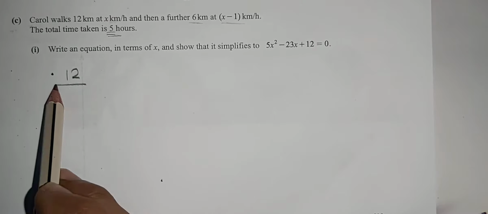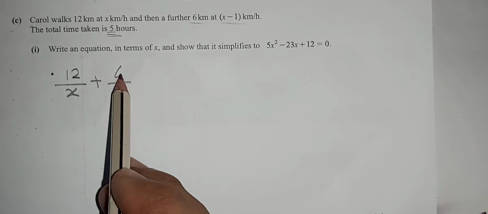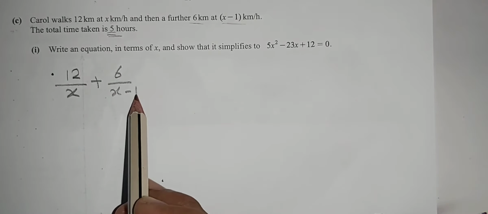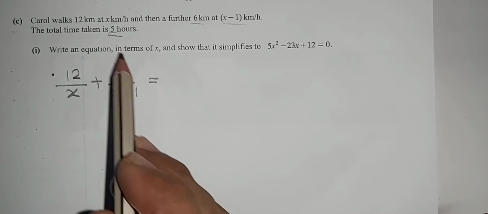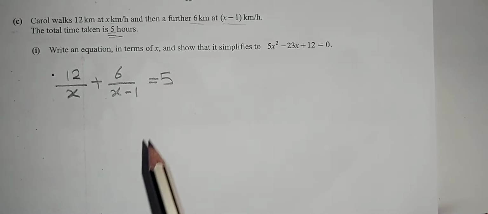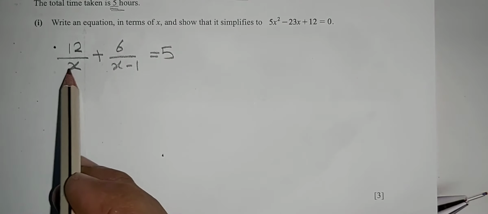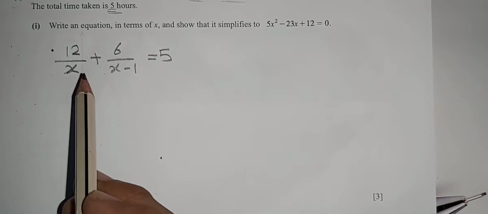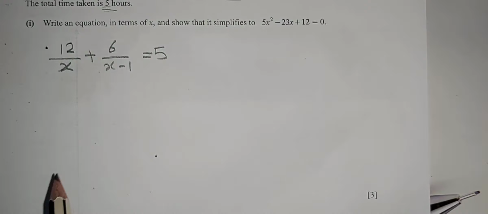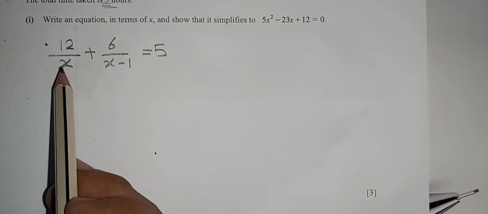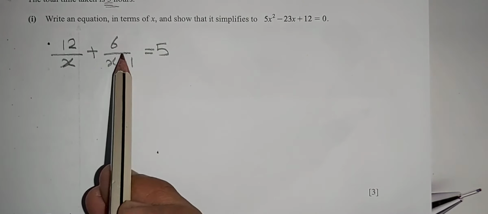12 over x plus 6 over x minus 1. These 2 times add up to 5 hours. Now we want to remove this x and this x minus 1 from the denominators. First of all, we will eliminate x by multiplying both sides.